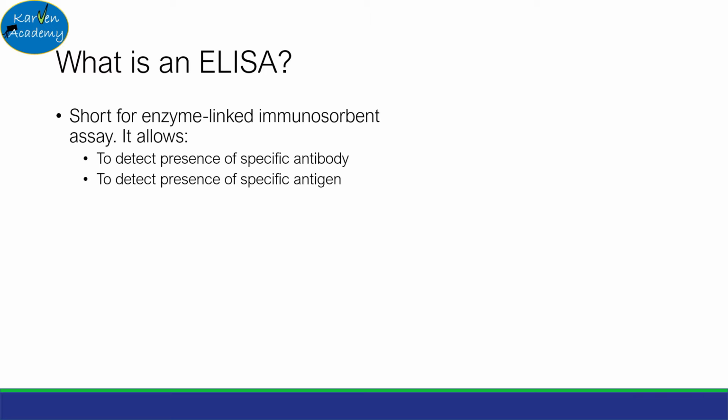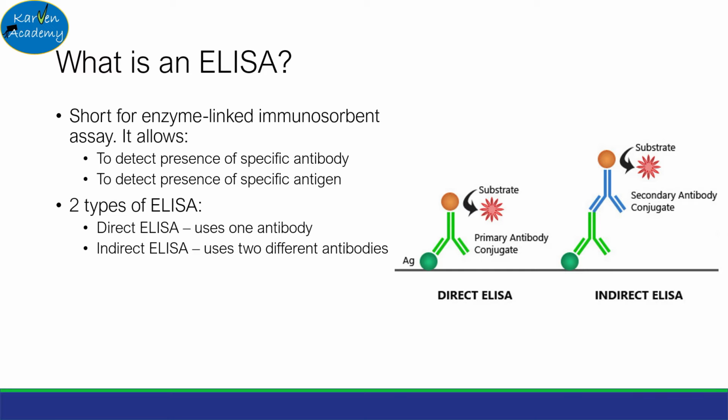So, ELISA is short for Enzyme-Linked Immunosorbent Assay. These tests allow you to detect presence of specific antibody or specific antigen. There are two types of ELISA tests. One is direct, which uses one antibody, as seen in this image. Another one is indirect, which uses two different antibodies. Note that antibody that binds directly to the antigen is called the primary antibody, while the secondary antibody binds to the primary antibody. So let's first look at indirect ELISA.